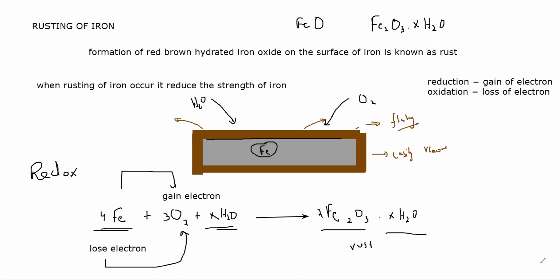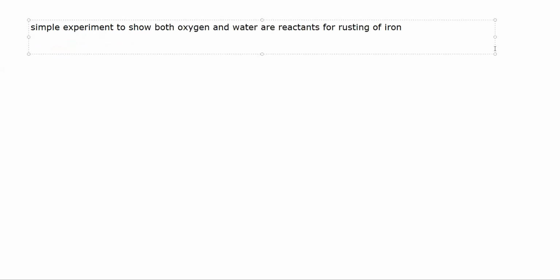Now, how can we prevent rusting? Before preventing rusting, a simple experiment to show that both oxygen and water are reactants for rusting of iron. So how can we carry out this experiment?